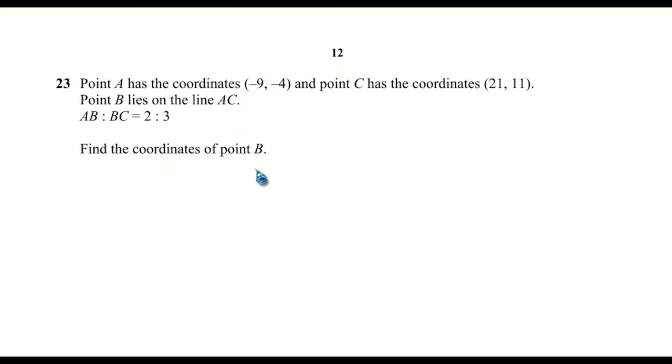And let's go to the last question, question 23. Point A has the coordinates negative 9, negative 4, and point C has the coordinates 21, 11. So point B lies on the line AC in this given ratio. AB ratio BC equals 2 to 3. So find the coordinates of point B.